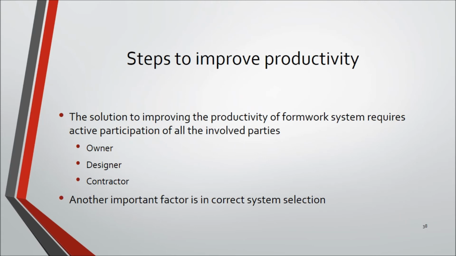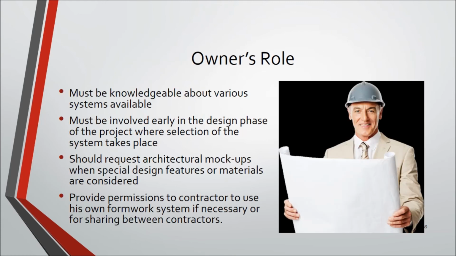After understanding the hurdles that lead to reduction in productivity, we come to the part where we provide solutions to those problems. The solution to improving the productivity of formwork system requires active participation from owner, designer and contractor. Another key factor is the correct selection of formwork system. The owner must be knowledgeable about various systems available. He must be involved early in the design phase of the project, where selection of the system takes place. He should request architectural mock-ups when necessary and provide permissions to contractor to use his own formwork system if necessary.